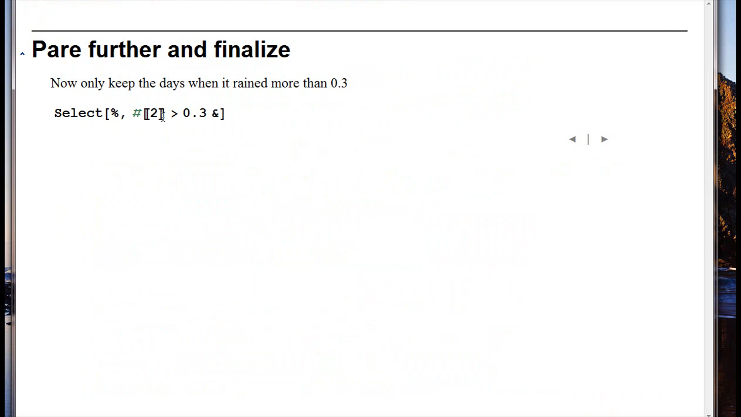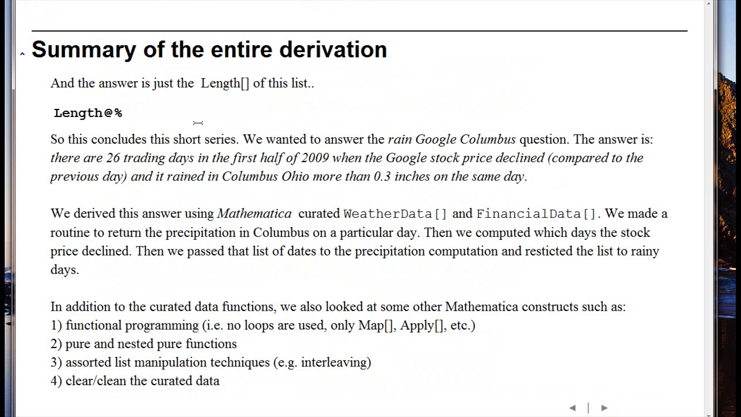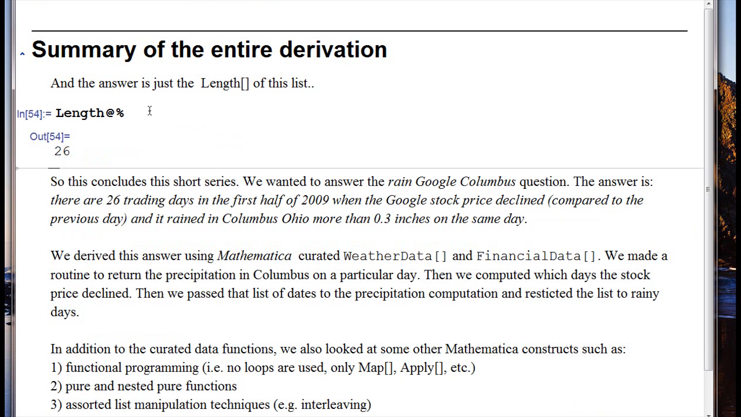So we want to pare this further to only keep the days when it rained more than 0.3 centimeters. And so we select those out. And actually, this is the answer. It's just the length of this final list. 26 days. So this concludes this short series. We wanted to answer the rain Google Columbus question. The answer is there are 26 trading days in the first half of 2009 when the Google stock price declined compared to the previous day, and it rained in Columbus, Ohio more than 0.3 centimeters on that same day.